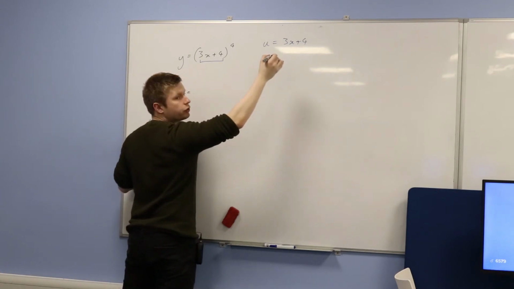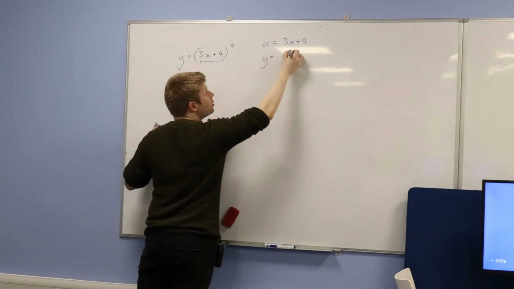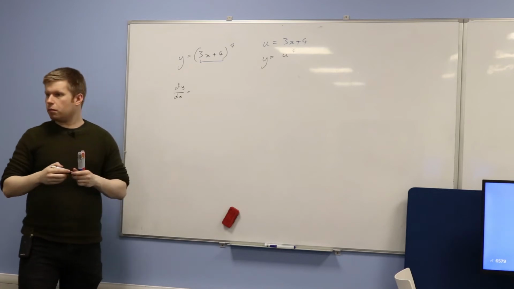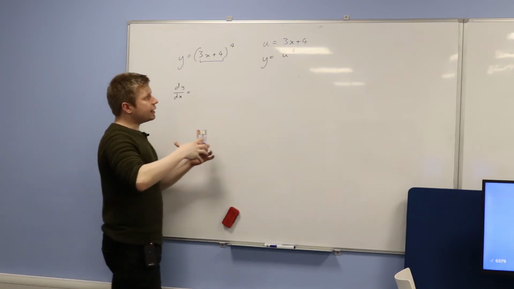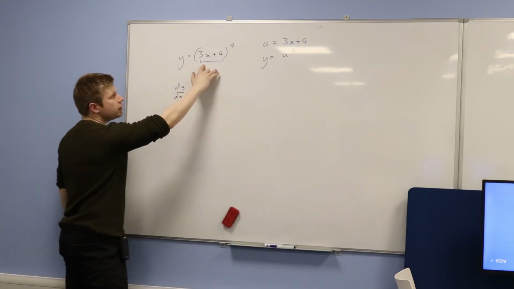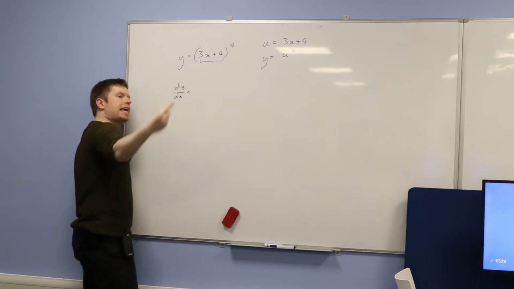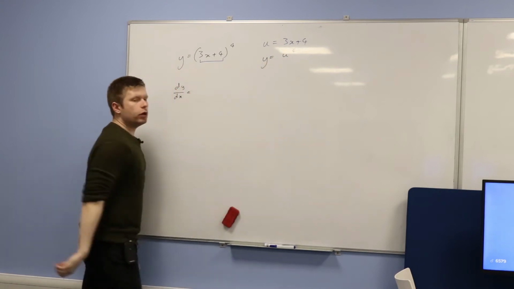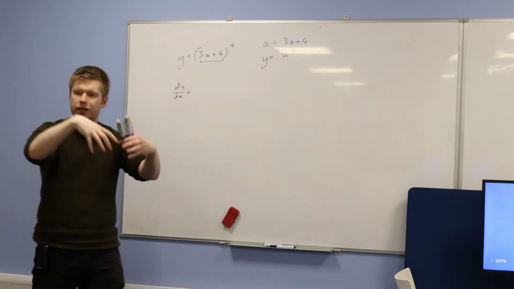Y equals u to the power 4. Does that make sense to everyone, what I've done there? So I've basically separated it up into its two component functions. I've said I've got a function, something to the power 4, and then buried within that I've got another function, which is 3x plus 4. It's like a function within a function.